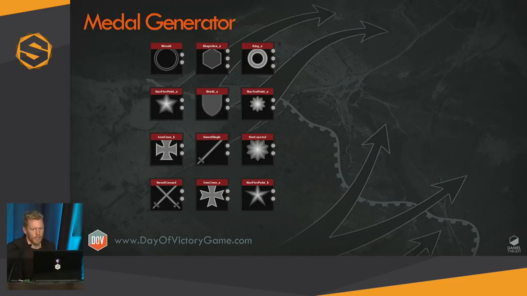And 8 medals isn't a lot. I could pretty much probably brute force and create them all manually. But I had my brain damage from before, so I decided to make a generator instead. So if I want to add 5 more teams, like for this project, it's the Soviet Red Army versus the Germans. But if I want to add Allies or Japan or something later, I could just use the same generator.